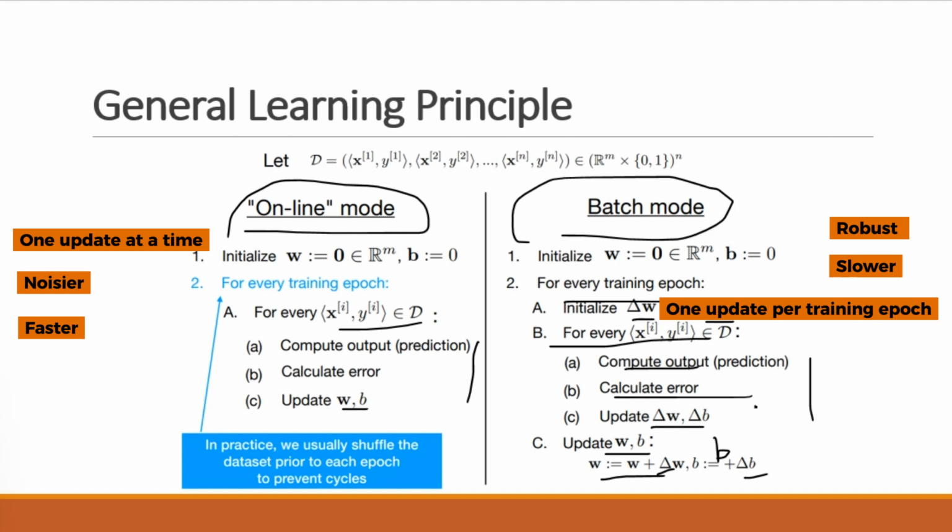In practice, there's something called minibatch mode, which is the most common one. I have one more note here about the online mode. In practice, we usually also shuffle the dataset prior to each epoch to prevent cycles. Sometimes it can happen, for example in the Perceptron case or some other case, that the algorithm gets stuck flipping back and forth. So empirically, it's actually better to shuffle the dataset prior to each epoch.